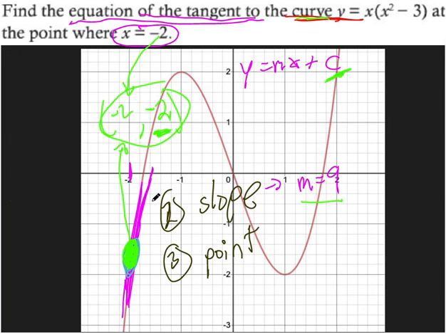Or, back to our picture, the equation of this tangent line. That tangent line has the equation y equals 9x plus 16.